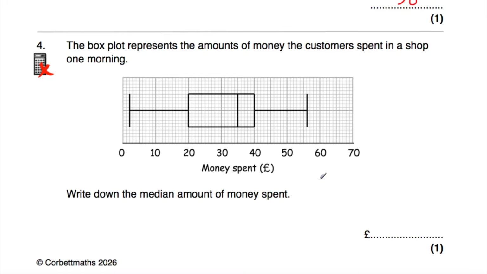The median, and that's what we've been asked to work out in this question, the median here is in between 30 and 40. So that's £35. That's the median. The upper quartile will be £40. And the highest amount of money spent by a customer in this shop was £56. But this question says to write down the median amount of money spent, so that would be £35.